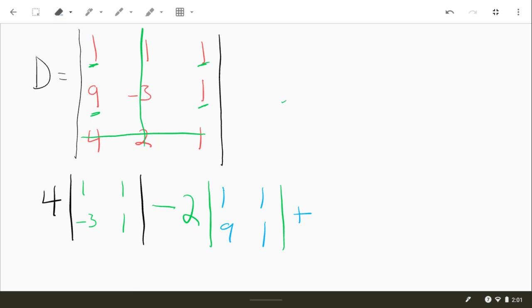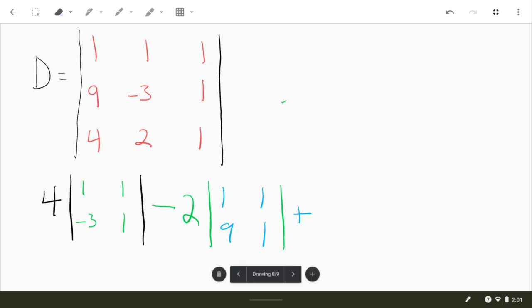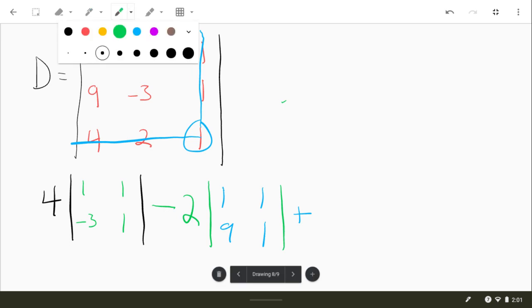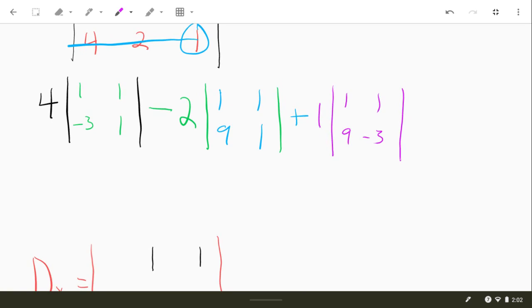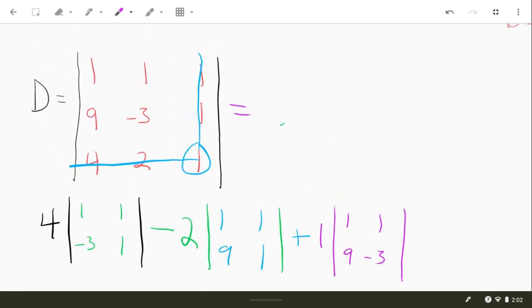Let me come back here and clean this up a little. So I've already done the 4 and the 2. Next up is going to be this 1 right here. So I'm going to cut vertically, knock those out, and cut horizontally, knock those out. And so this is going to be a 1 times the determinant. See, that's why I didn't use these 1s up here. It is easier if you use them, but I just didn't want the notation to get too cluttered and confusing. The leftover pieces are 1, 1, 9, and negative 3. So I'm going to work this out, and this is going to be my determinant of the original matrix.